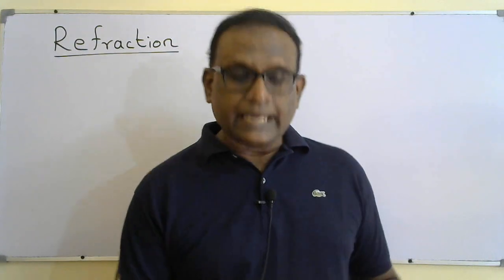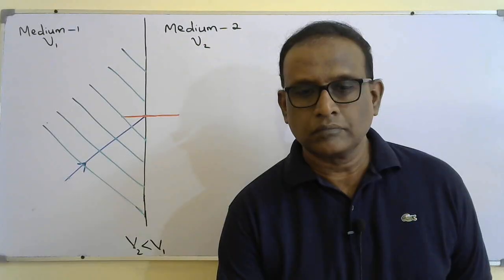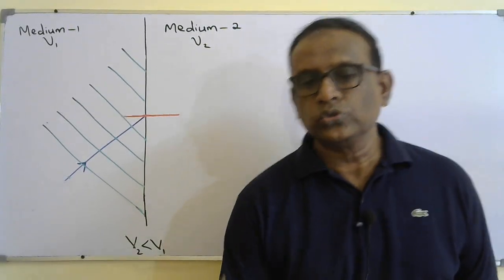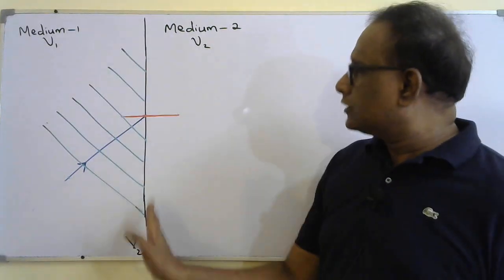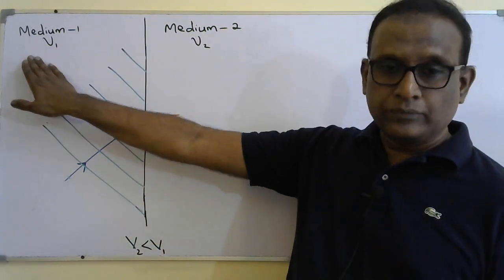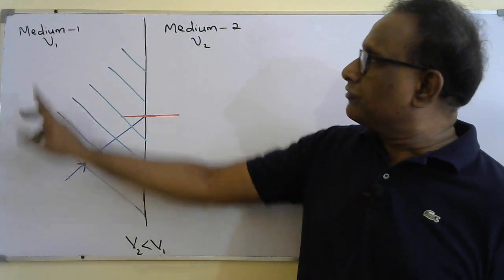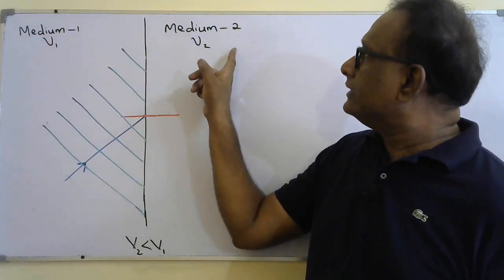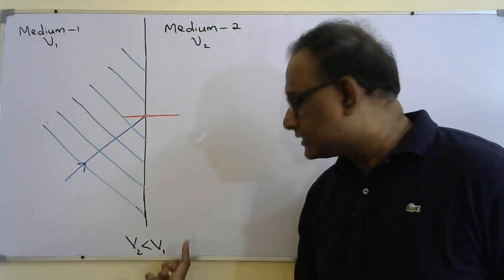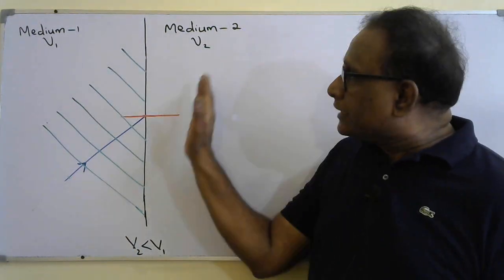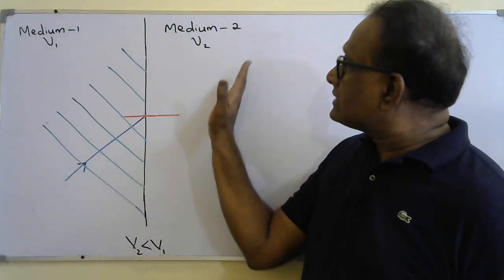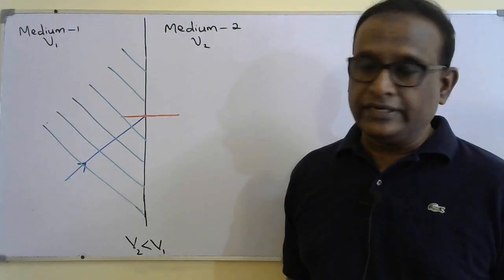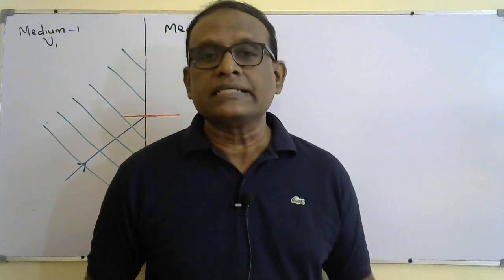Now we'll see what's the reason for the change in direction of motion. By using a simple diagram, we can explain that. So here I drew a diagram. This is the boundary of two different media, medium 1 and medium 2. The speed of the wave in the first medium is V1, and the speed of the wave in the second medium is V2, with V2 less than V1. We will take the speed of the same wave in the second medium as lower than in the first medium. What will happen? I told you that frequency remains the same.